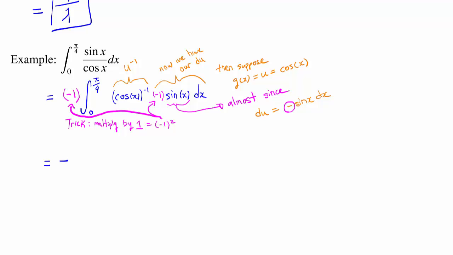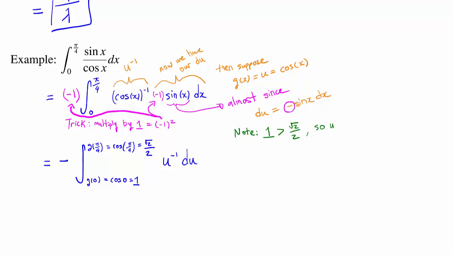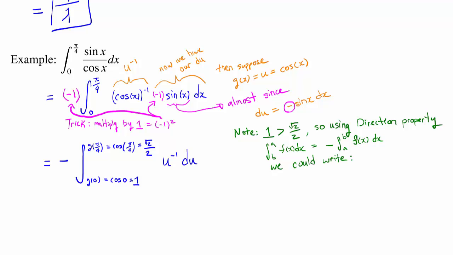So we evaluate the lower one, recalling that g here is cos. Cos of 0 is 1. And then at the upper limit, it's going to be cos of pi over 4, which is root 2 over 2. And then we're evaluating that with u to the minus 1 du. At this point, you could note that 1 is greater than root 2 over 2, so you could use a property to interchange the limits of the integral and multiply by minus 1. So you could write this as root 2 over 2 up to 1 of u to the minus 1.